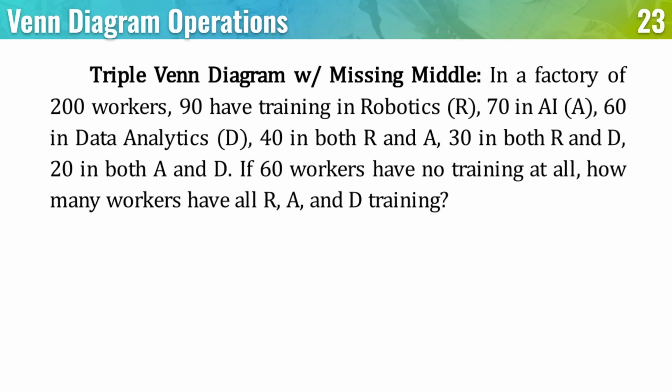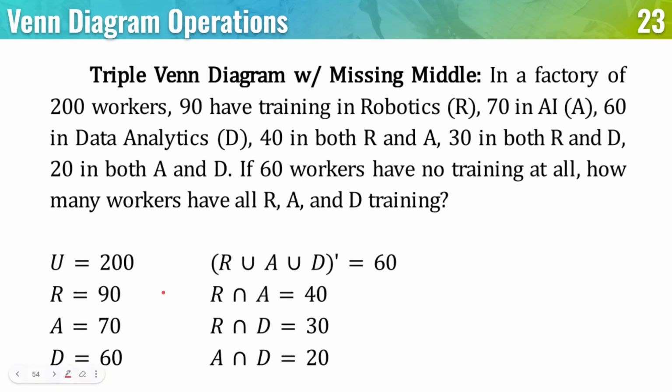So in a factory of 200 workers, 90 have training in robotics, 70 in AI, 60 in data analytics, 40 in both R and A, 30 in both R and D, 20 in both A and D. And something I missed earlier, in a factory of 200 workers, if 60 workers have no training at all, how many workers have all R, A, and D training?